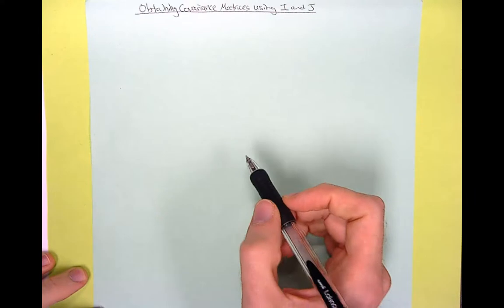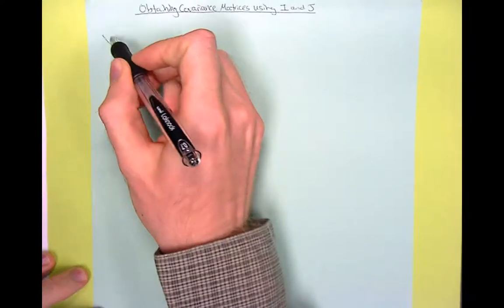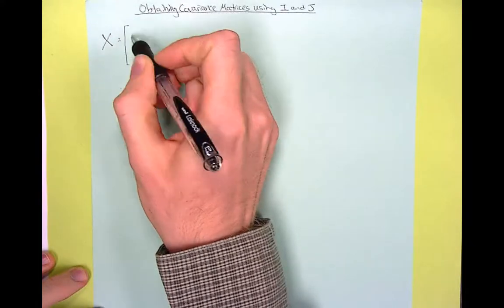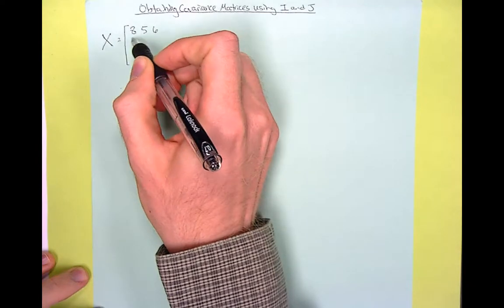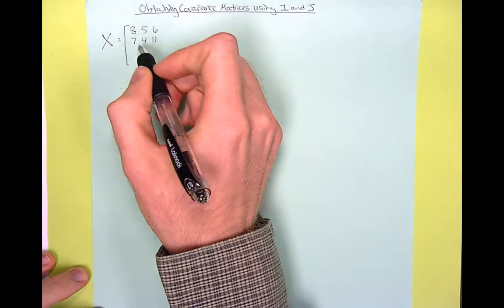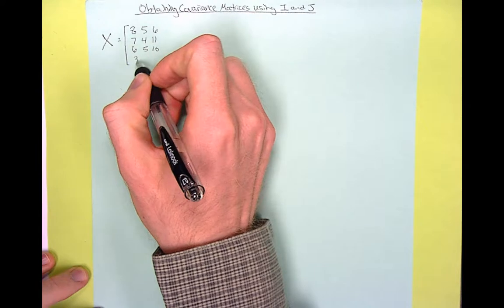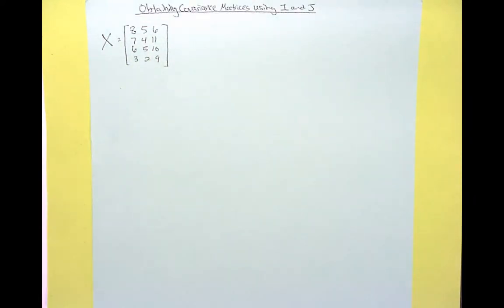So say we have raw scores. We've got 4 observation units and 3 variables. And I'll do our raw scores with a large X. And we have 3 variables and 4 observation scores, so it's going to be a 4 by 3 matrix.